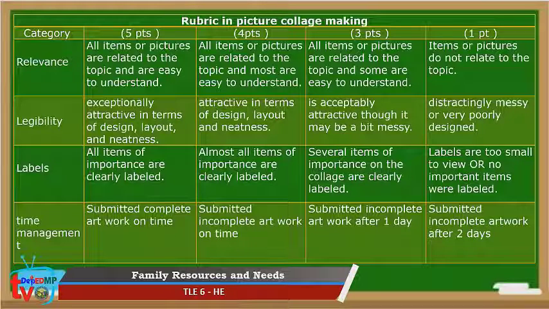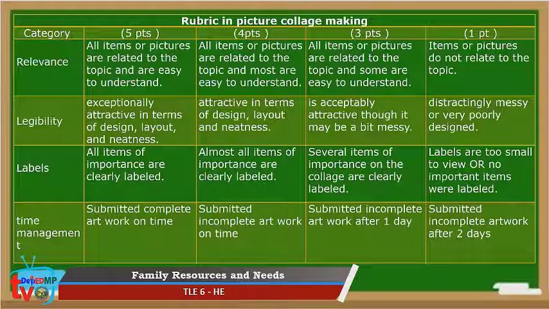Under legibility, you'll get 5 points if your work is exceptionally attractive in terms of design, layout, and neatness. 4 points if your work is attractive in terms of design, layout, and neatness. 3 points if your work is acceptably attractive though it may be a bit messy. And 1 point if your work is distractingly messy or is poorly designed.